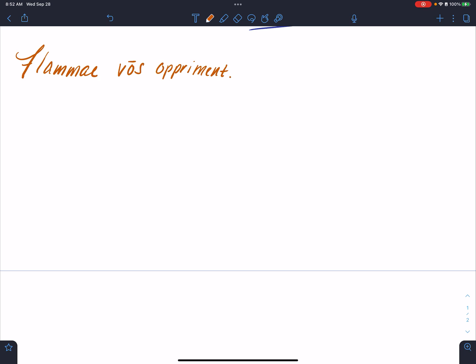Okay, the sentence reads, Flamai vos opprimunt. Now we just went over vos, we know what vos is. Right? Ego, mei, mihi, me, tu, tui, tibi, te, nos, nostri, nobis, vos, vestri, vobis, vos, vobis. So what is it? Is it I or you? You. And is it singular or plural? It's plural, so y'all. Okay.